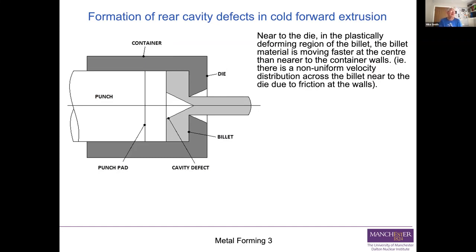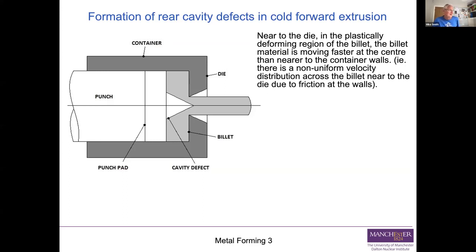So what's going on here? Well, near the die, in the plastically deforming region of the billet, the billet material actually moves faster at the center than it does near the container walls. There's a non-uniform velocity distribution across the billet near the die, and that's because of friction, our old friend friction. Friction is pulling back the material against the wall, which means it's moving slower, which means on average, more material is flowing in from the center of the billet to the extrude than is flowing in from the outside of the billet.